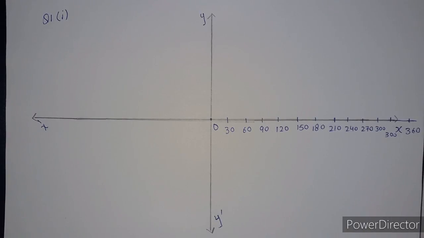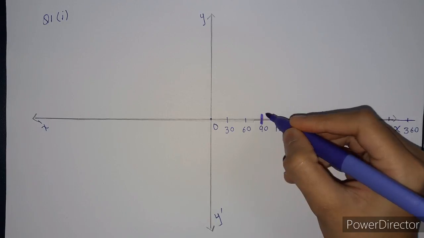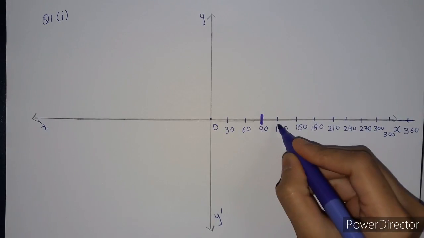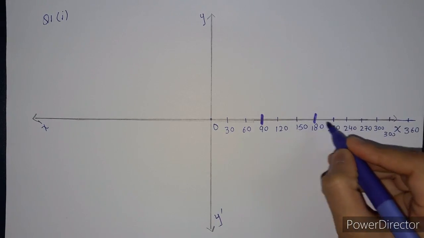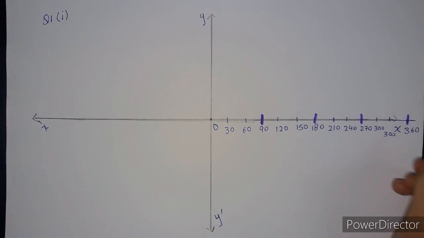That leaves 2, 1, 2, then make it bigger. 1, 2, 1, 2, 1, 2, 1, 2, and this like this. Okay, this will help you to make the graph better.